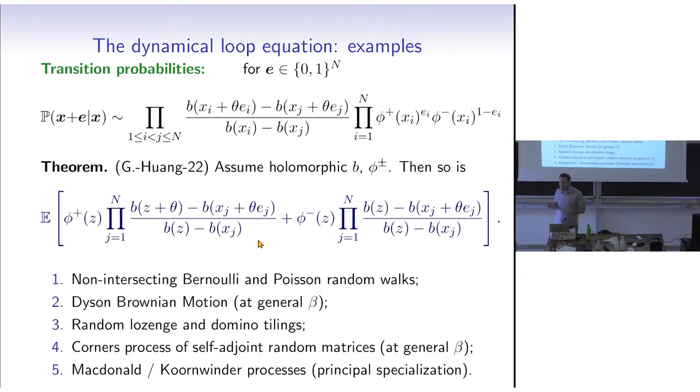Now, for what models can we apply these formulas at this point? What interesting models will have transition probabilities of this type? Here is a list, very far from being complete, of models for which you can use it. I already mentioned non-intersecting Bernoulli random walks. You can also get the non-intersecting condition imposed on Poisson random walks. It will work. You can get some continuous scaling limit from that.